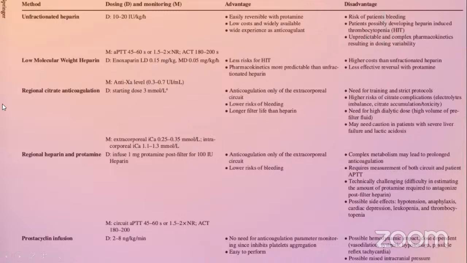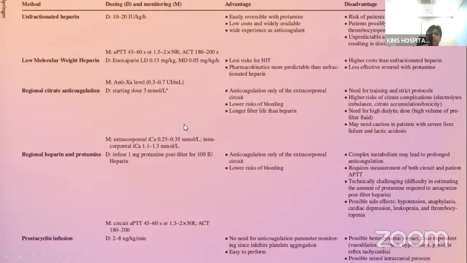The other commonly used anticoagulation is regional citrate anticoagulation. If you are using these regiocit bags, the starting dose will be around 3 millimoles per liter. One has to monitor the intracorporeal as well as extracorporeal ionic calcium. Once citrate enters the blood circuit and binds with the calcium, the calcium won't be available for the clot, so the clot won't be formed. We try to maintain the extracorporeal ionic calcium around 0.25 to 0.35 millimoles per liter.